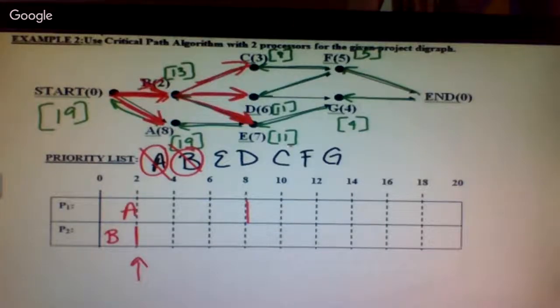Yes, circle it. It also led into D. Is D ready now? Yes. Circle it. It led into E. Is E ready now? No. A has not led into E yet. So the only two tasks that we've added to our ready list are D and C. What comes first? D. That takes me out to 8.